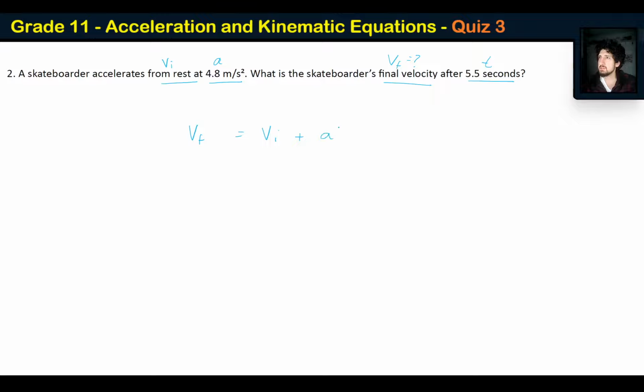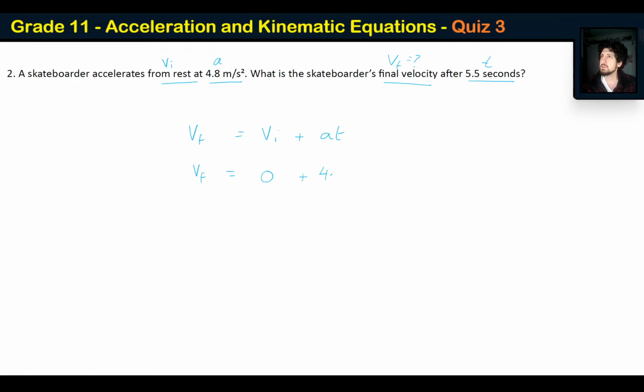VF equals VI plus AT. You'll notice that I always start by writing the formula, because remember the four parts of the answer: formula, workout, answer, units. It's always a good idea to do that, just for checking purposes as well. It's much easier to see your work when you're doing it, and also for the marker to see what you're doing. So what's VI? Once again, that's 0.